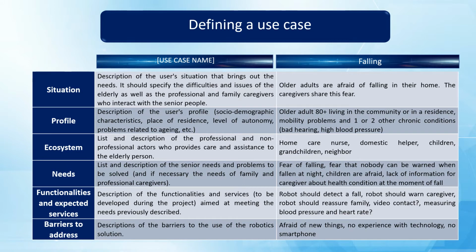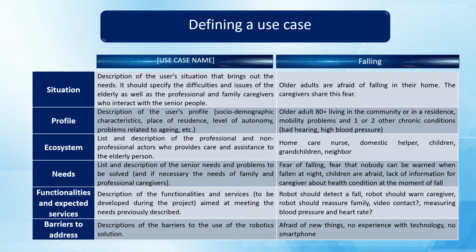Given those needs, what would then be ideas of functionalities? Well, the robot should then be able to, for example, detect a fall, warn the caregiver, reassure the family, maybe something with video contact, and measure some vital parameters like blood pressure and heart rate. Those are some first ideas of what could be part and parcel of the use case.